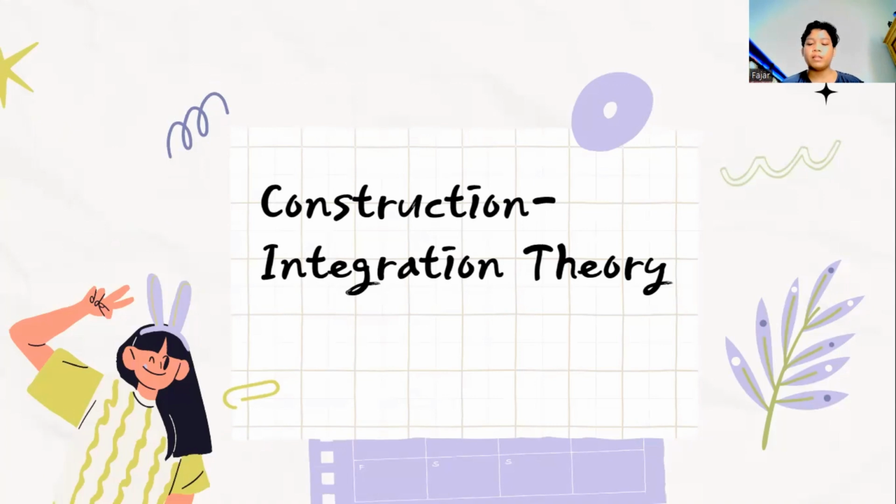CIT, championed by Tasker, offers a more comprehensive explanation of language comprehension compared to previous theories by considering syntactic and semantic processing, as well as the influence of context and world knowledge.